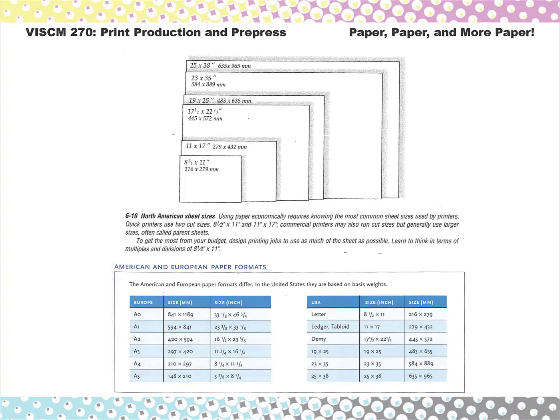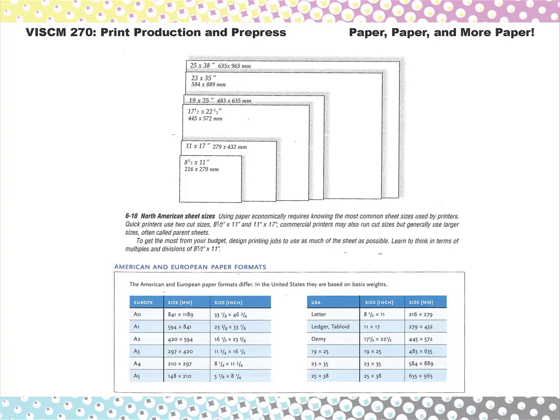That's a very common printing press size paper. And your 25 by 38, that's commonly referred to as a 40-inch press. That's the paper for a 40-inch press, which are some of the largest presses.